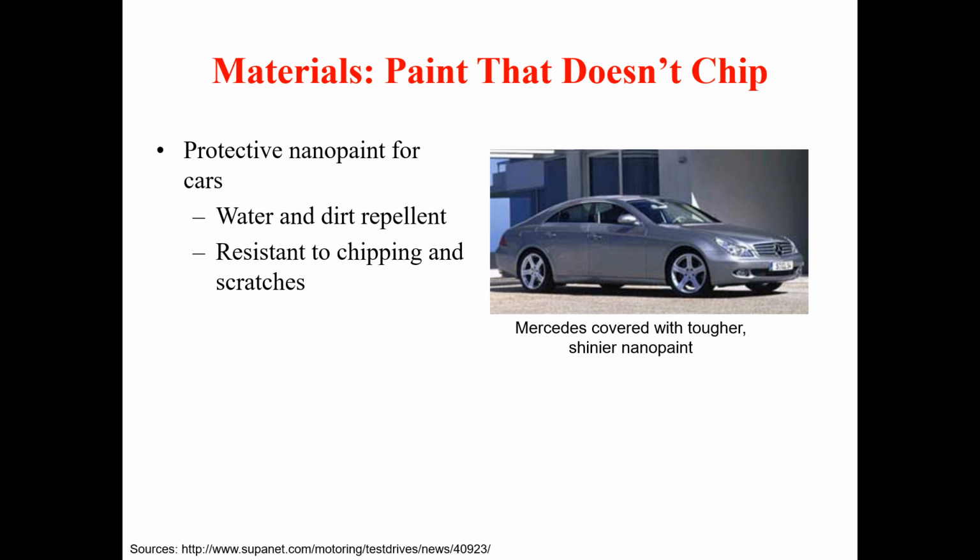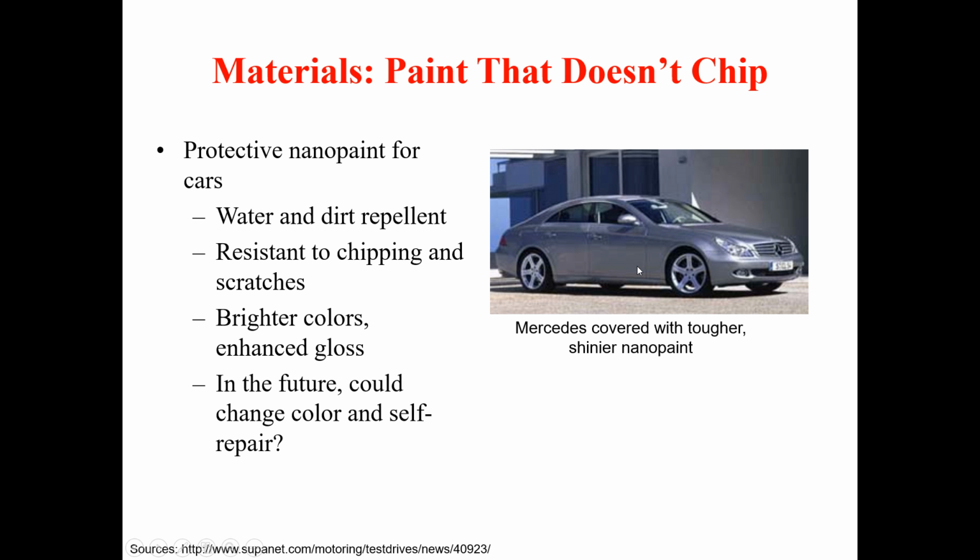So when you have a protective nano paint for the car, remember that it's resistant to chipping and scratches. That's why the majority of the Mercedes that come nowadays are protected with the nano paint. So it's tougher, shinier, and again it's resistant to chipping and scratches. Along with that, nano paints also provide brighter colors. So it enhances gloss for your car.